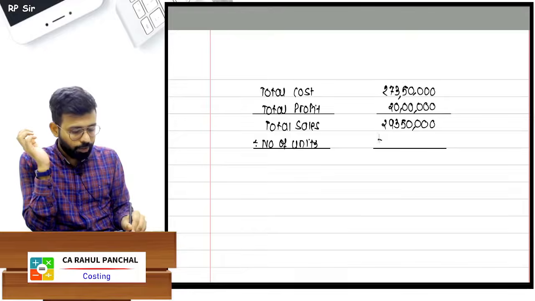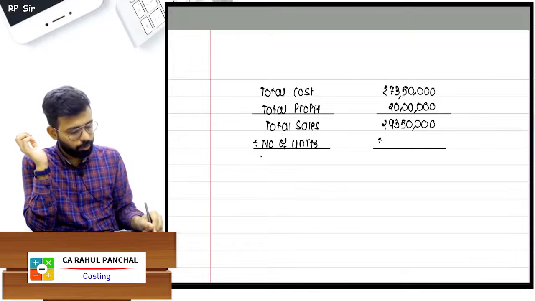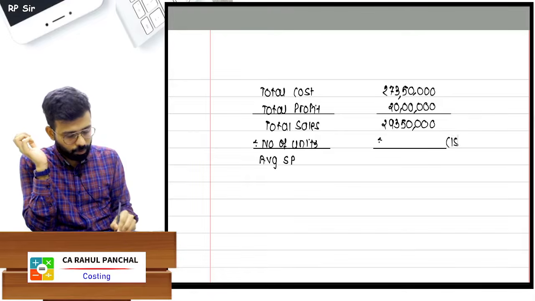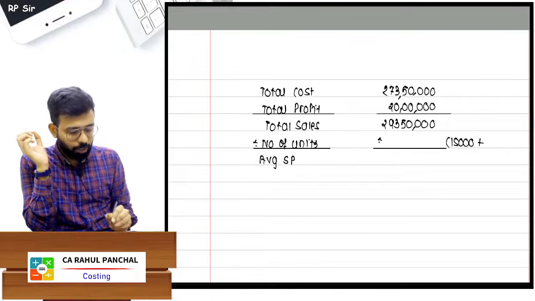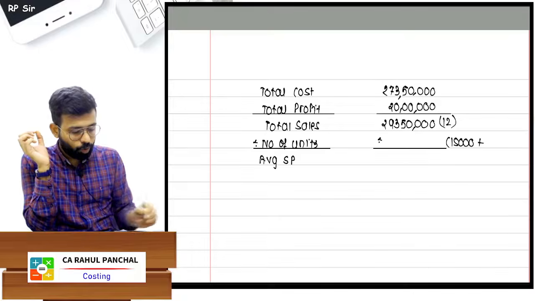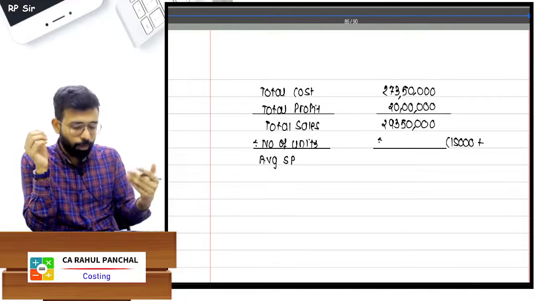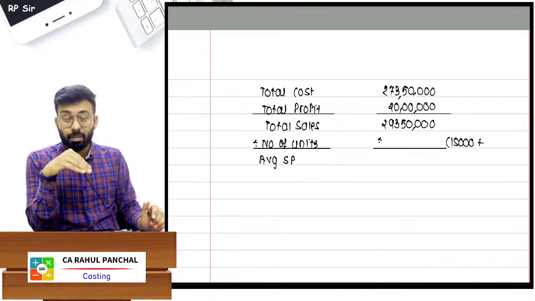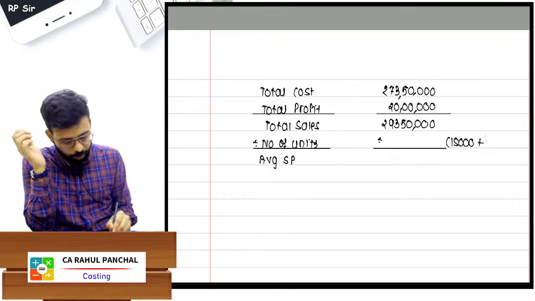Hello, divide by how many units? Sir, 15,000 plus 72,000, that is 87,000. Exactly. This is for 12 months, so the number of units will be for 12 months. 15,000 units are produced in the first 3 months. In the next 9 months, we have produced 72,000.